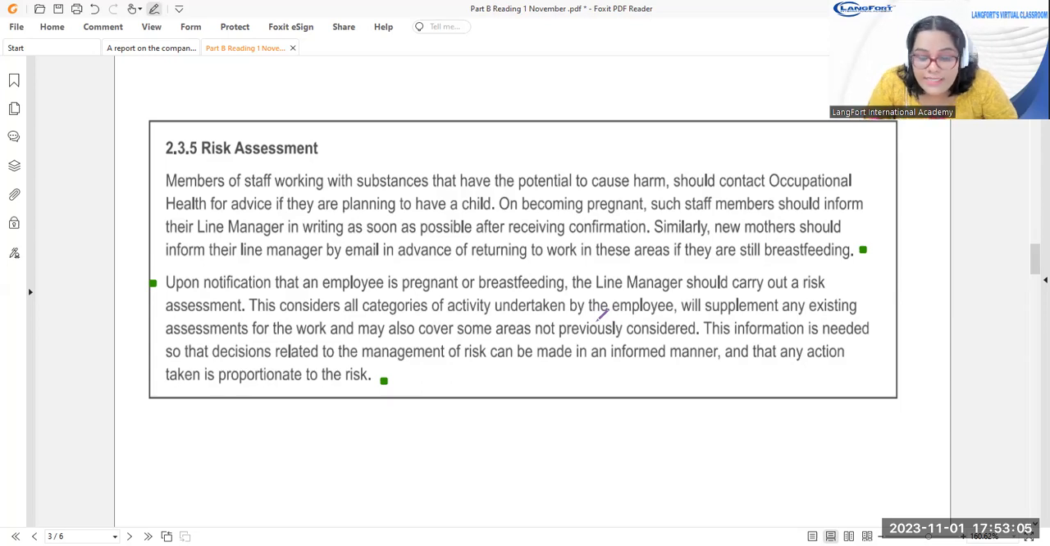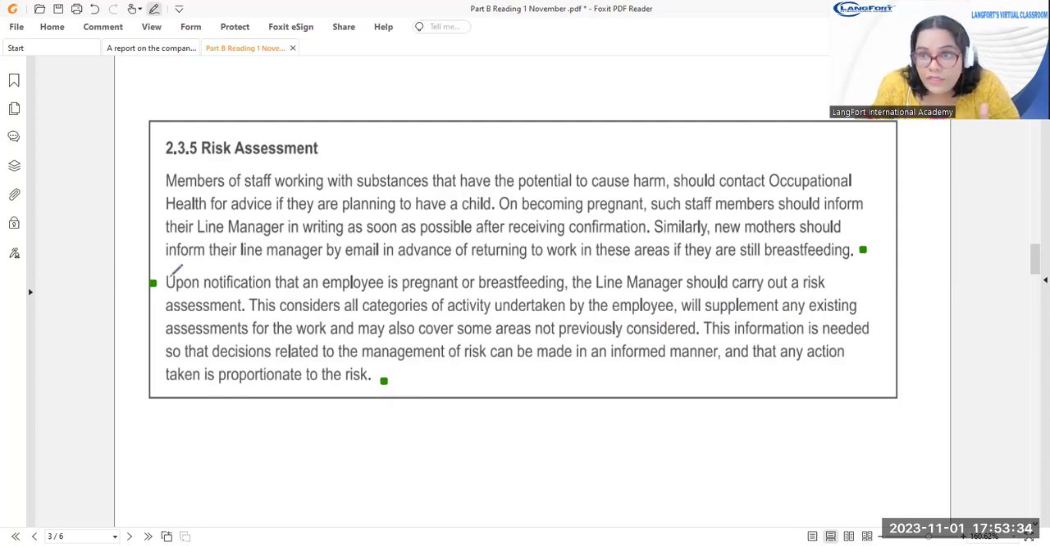So once the confirmation is received by the line manager that a staff member is pregnant or is breastfeeding, then the line manager should carry out a risk assessment, and the risk assessment must take into consideration all categories of activities undertaken by the employee. That assessment will also add on to any other assessment that they conduct at work, and it will also cover some other areas that were not previously taken into consideration.